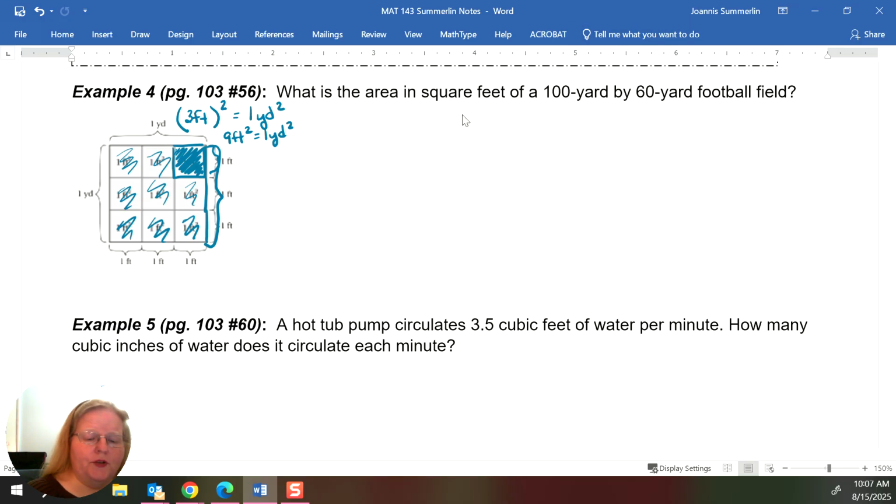So they want to know the area in square feet of a 100-yard by 60-yard football field. So the first thing we're going to talk about is area equals length times width. This is another one of those common knowledge formulas. We expect you to already know this. If you don't already know it, I'd stick it on that little index card you're building. It's not going to be on the formula sheet for you. We expect you to know this one.